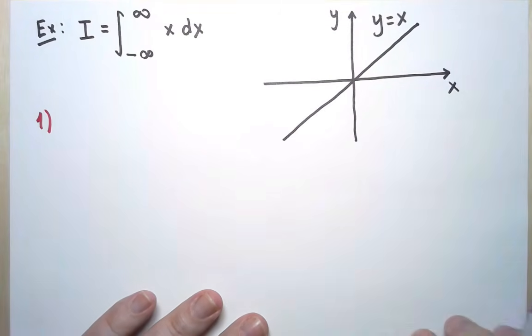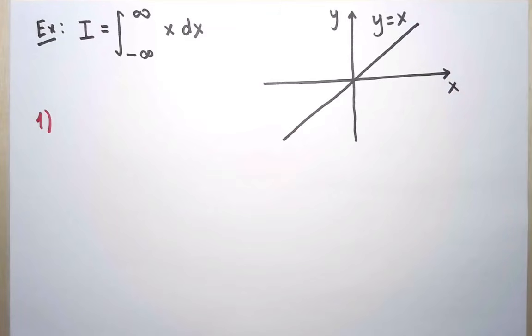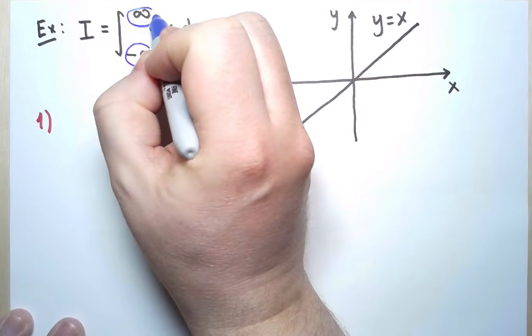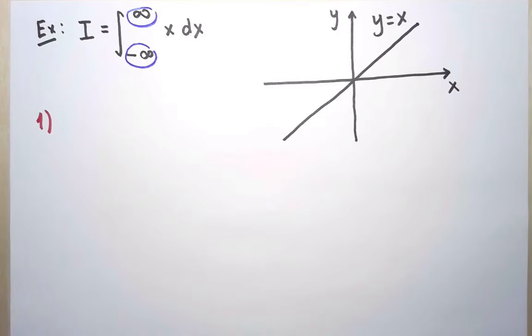Here is what the graph of the function looks like. This integral is improper for two reasons. The domain goes all the way to minus infinity and all the way to infinity, which means we first have to figure out how to define this. It may make sense, or maybe it's not even well defined.